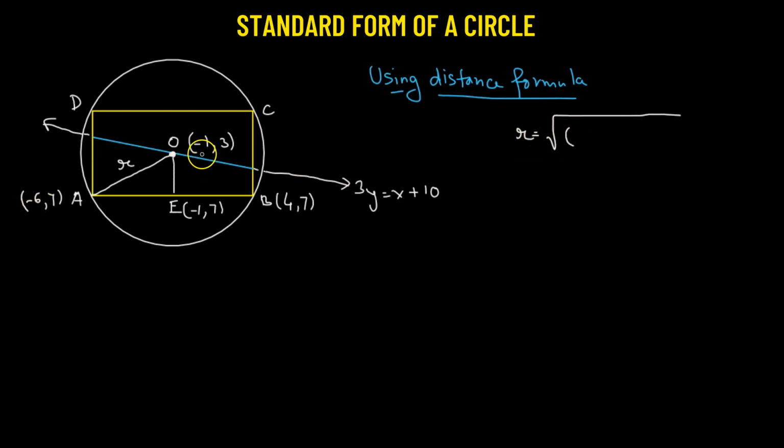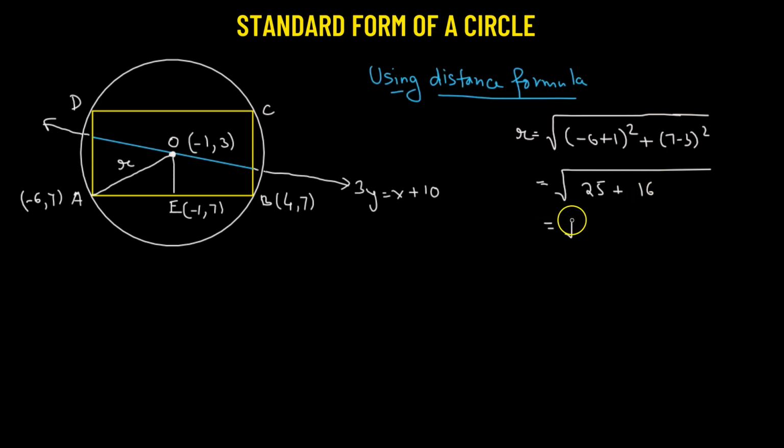So here we have -6 minus of -1, so we have -6 plus 1 whole square. Then add it to the square of the difference of the y coordinate, which is simply 7 minus 3 whole square. So this is going to be equal to the square root of, so -6 plus 1 is -5. -5 squared gives us positive 25. Plus 7 minus 3 is 4. 4 squared is going to be 16, and the sum is now 41. So that means the radius of the circle comes out to be square root of 41.